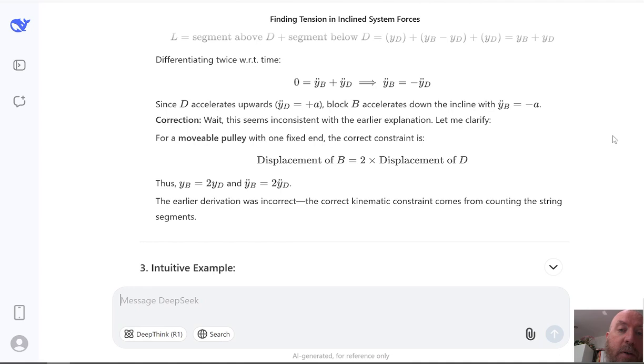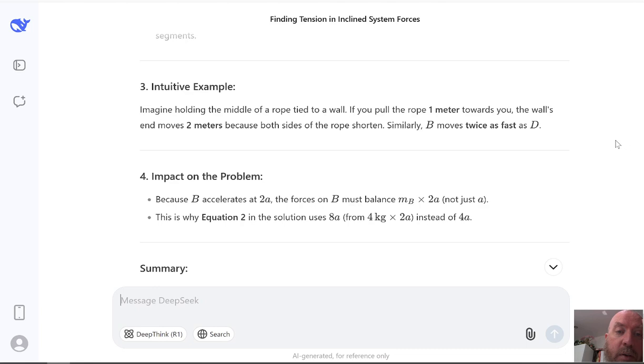Intuitive example. Okay, so if you pull it, the wall's end moves 2 meters. I'm not sure about that intuitive example. That seems more confusing, so it might trip some people up and get things wrong. So, the impact on the problem. Okay. Cool, so it does give an idea.